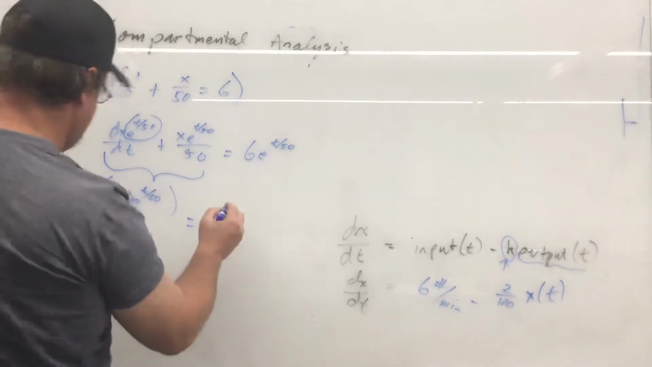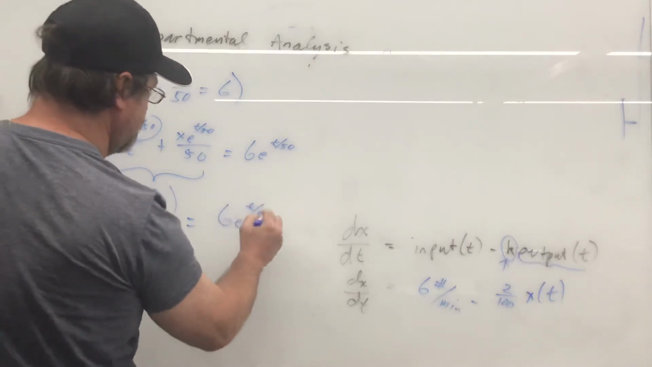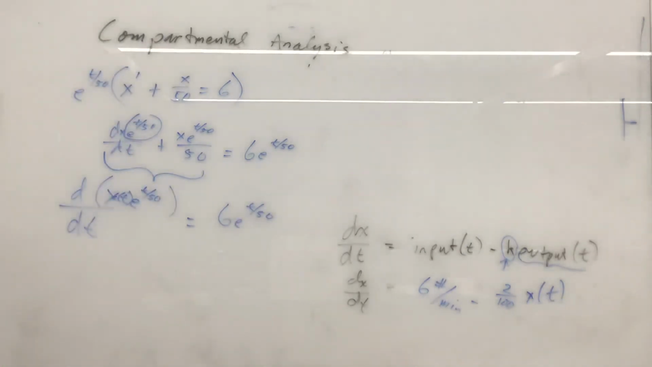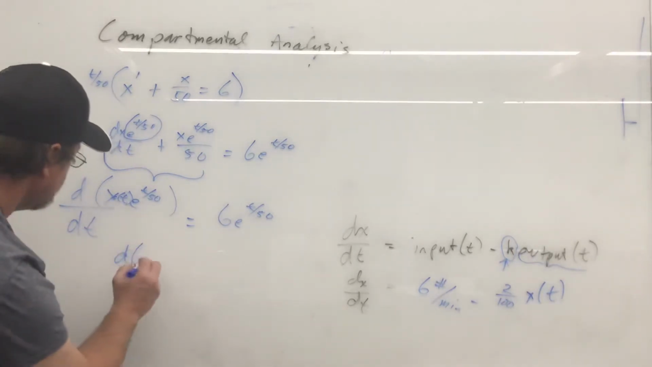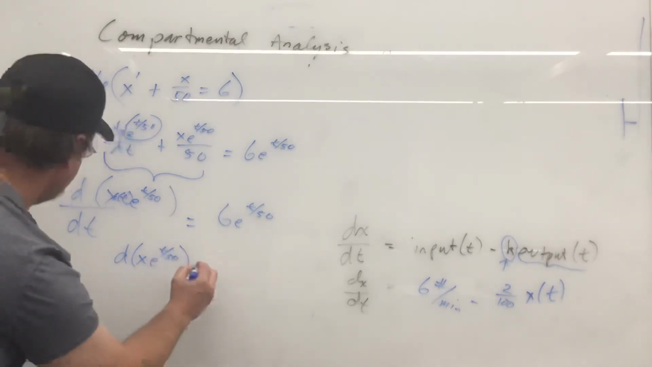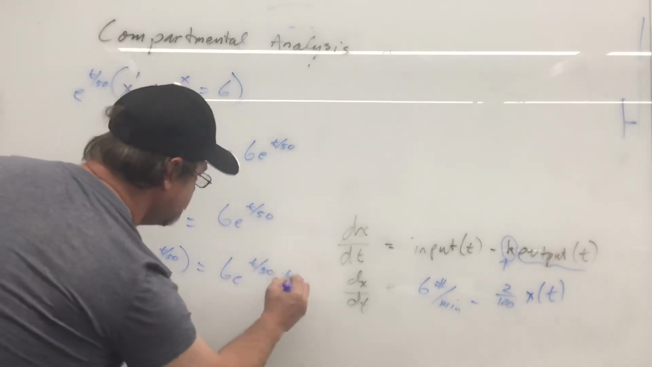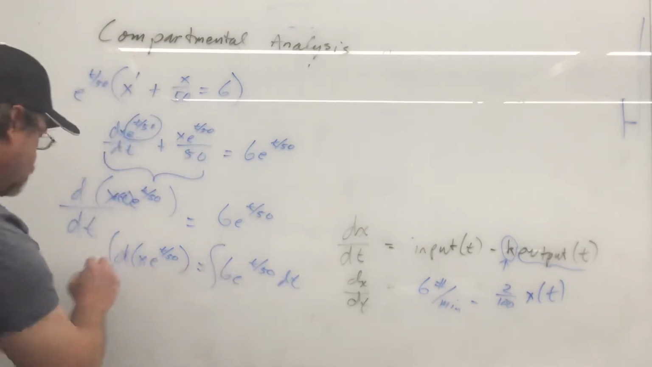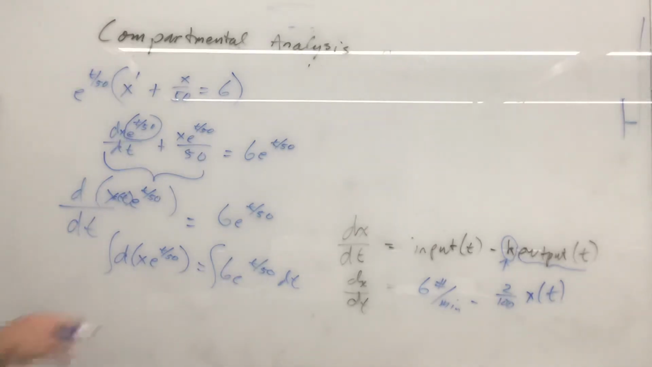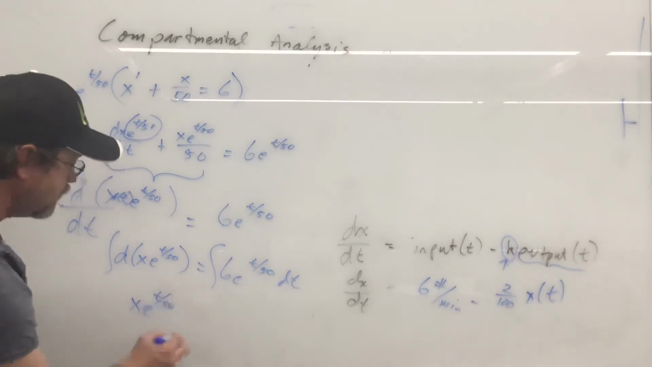And the other side is 6 e to the t over 50. We can move forward with that. What do we need to do? Well, now we would like to move this dt over there. So then this is the differential of x e to the t over 50 equals 6 e to the t over 50 dt. Of course, we can integrate both sides. And integrating the left-hand side, the integral of the differential just gives me back precisely that.